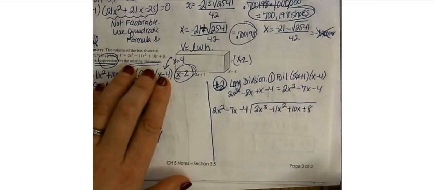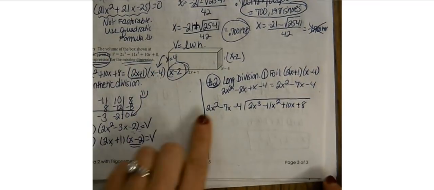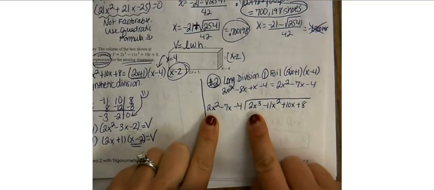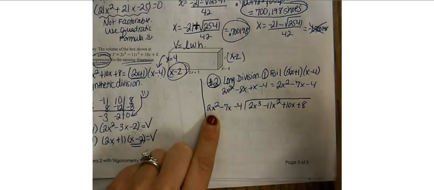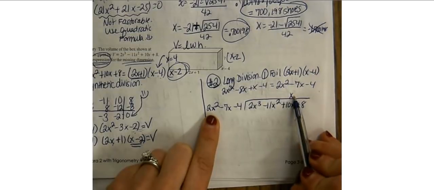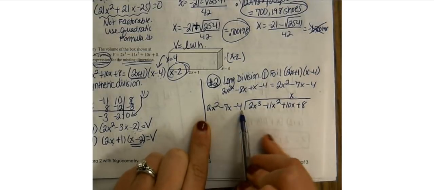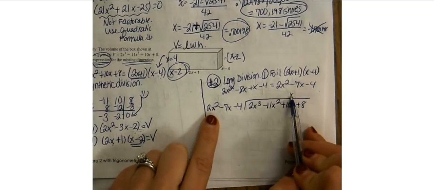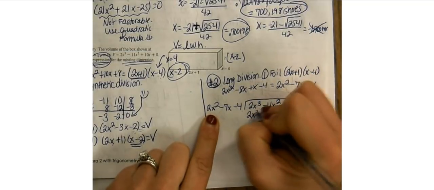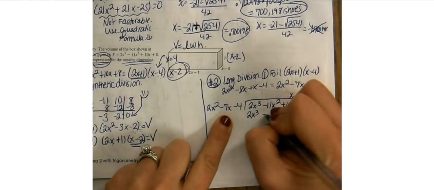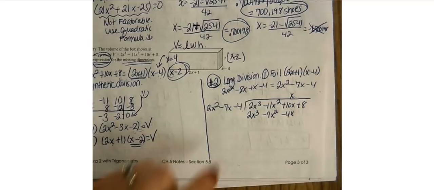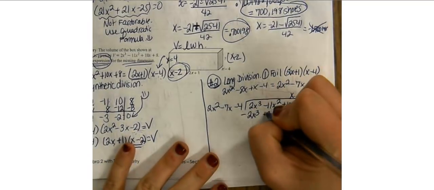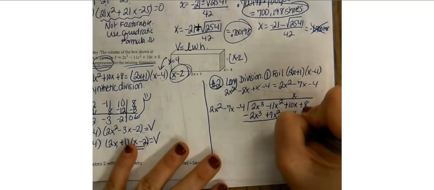So now, just like we did in our last lesson, we work with our first term and our first term. And we ask ourselves, what times 2x squared equals 2x cubed? And that's an x. So now I'm going to multiply x times every single term. X times 2x squared is 2x cubed. X times 7x is minus 7x squared. X times 4 is minus 4x. I'm going to change all of my signs to their opposite and add going straight down.